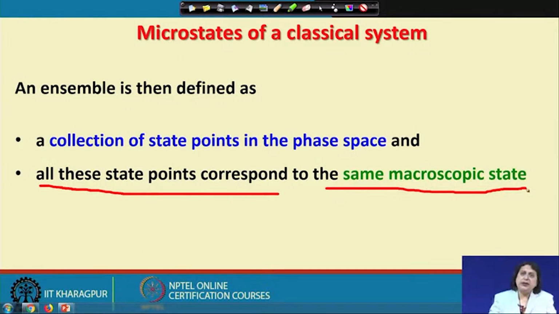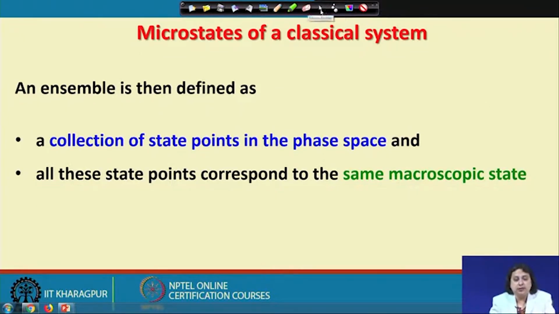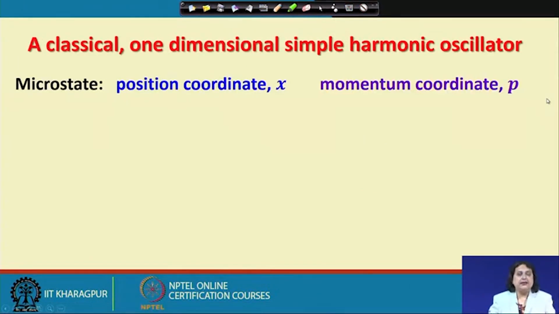So, this is basically an extension of whatever we have learned in the previous part of our discussion in this course. Now, let me take this very simple example of a classical one-dimensional simple harmonic oscillator and try to understand how I am going to define its microstate.